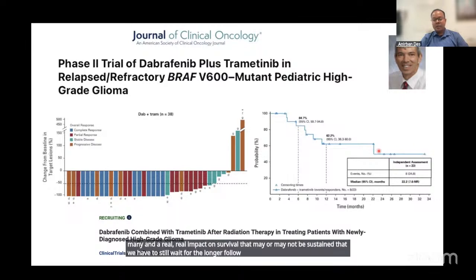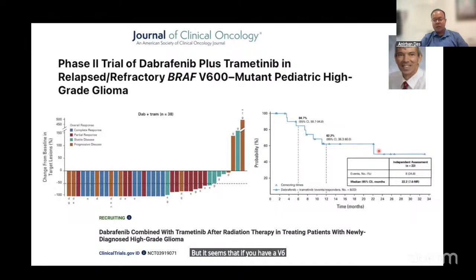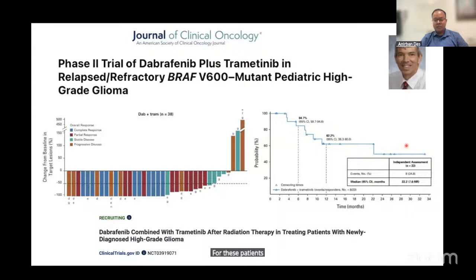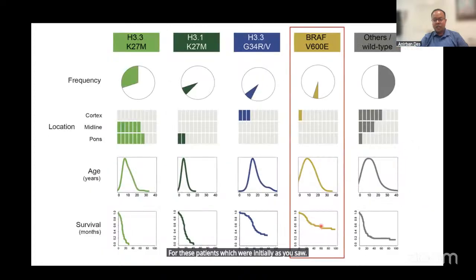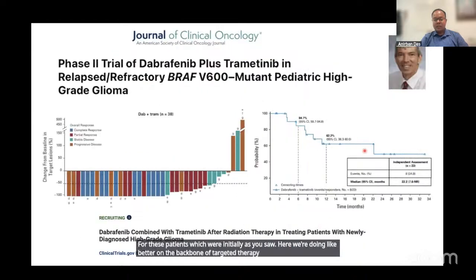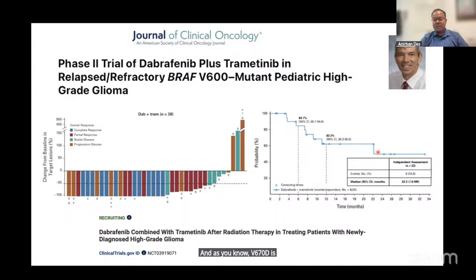But it seems that if you have a V600 mutant high-grade glioma in children, you can effectively treat them with targeted treatment and have good outcomes for these patients, which were initially, as you saw here, doing better on the backbone of targeted therapy. So that's the new hope. And as you know, V600E is a simple IHC, so it can be done by anybody, anywhere in the world.